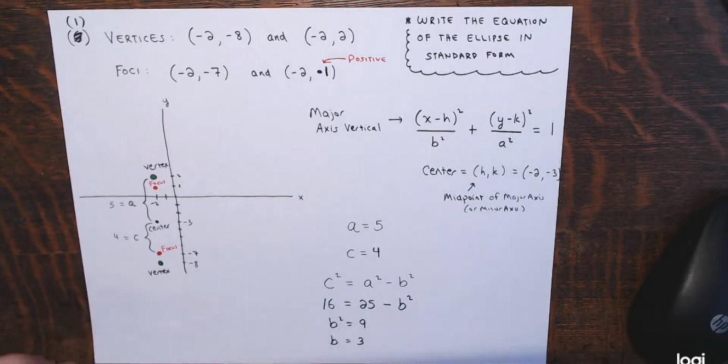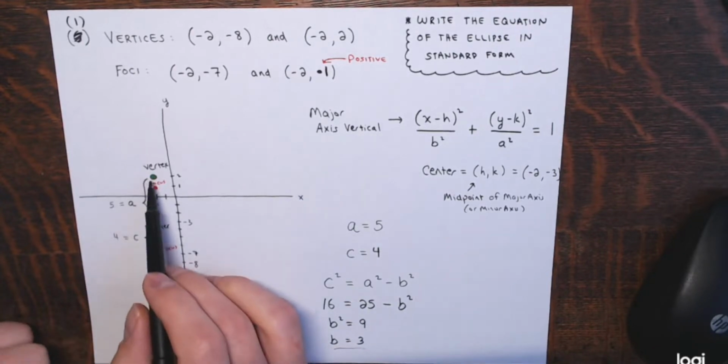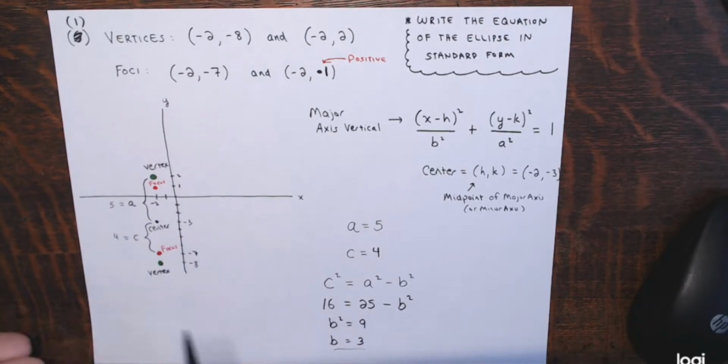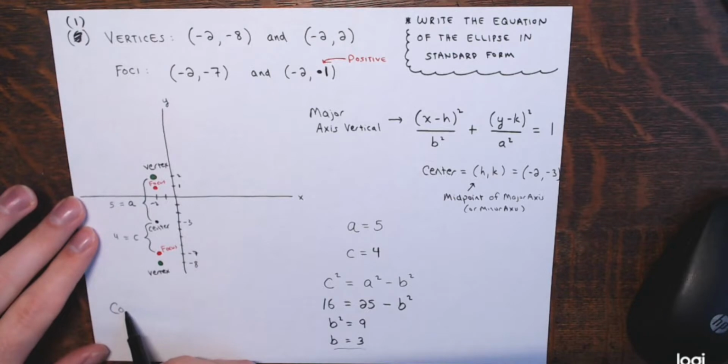b is 3. And the major axis is vertical, meaning the minor axis is going to be horizontal. So I can get the co-vertices from this as well. I know they're not asking for them, but I'm going to write them anyway.